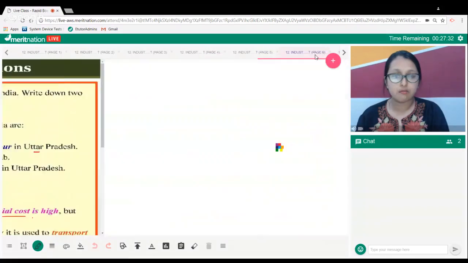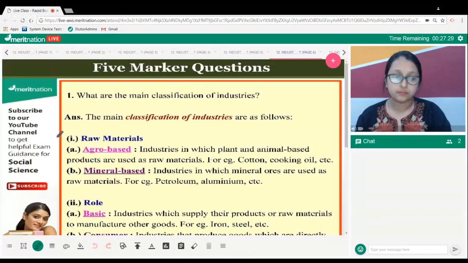Okay, let's move forward. Now, what are the main classifications of industries? Let us take this up. The main classification of industries, firstly, can be based on the basis of raw materials. First, it is agro-based, in which plant and animal-based products are used as raw materials, like cotton and cooking oil. All these are basically agro-based. Why? Because plant and animal products are used as raw materials.